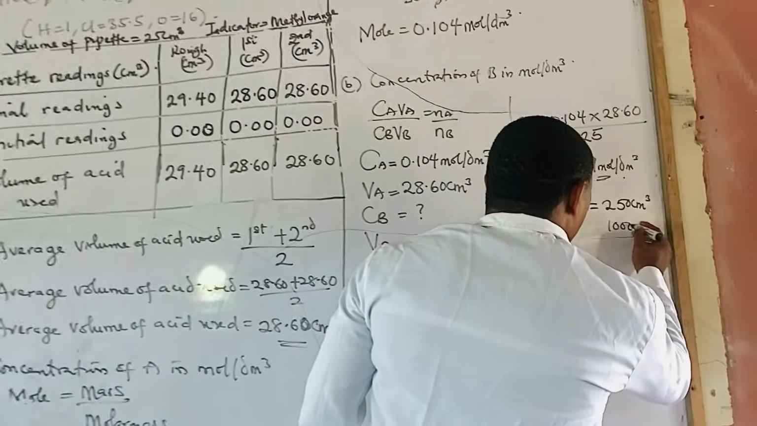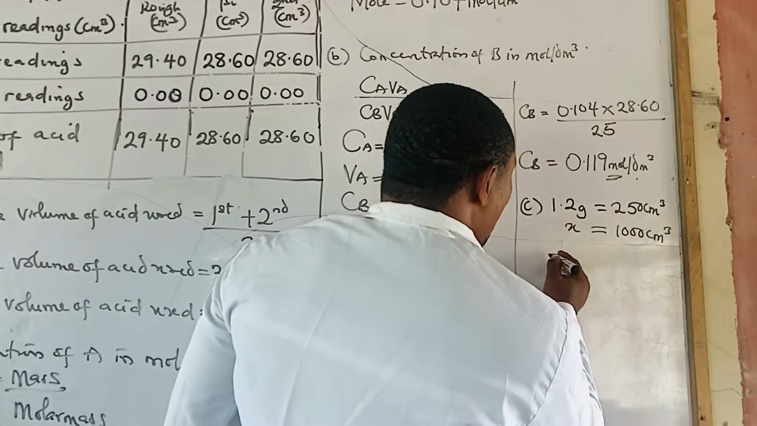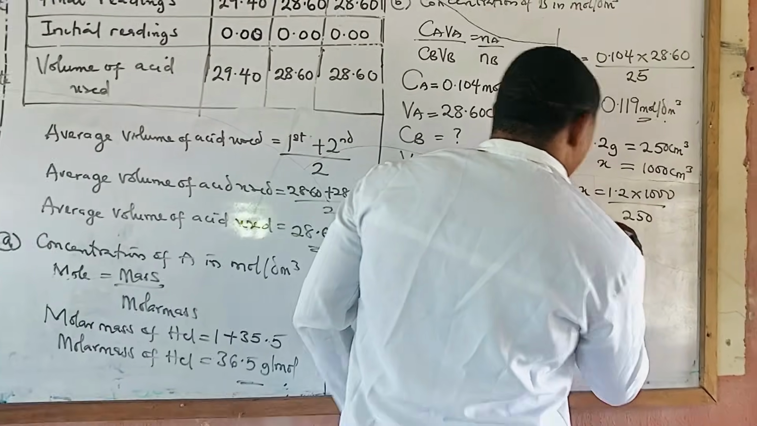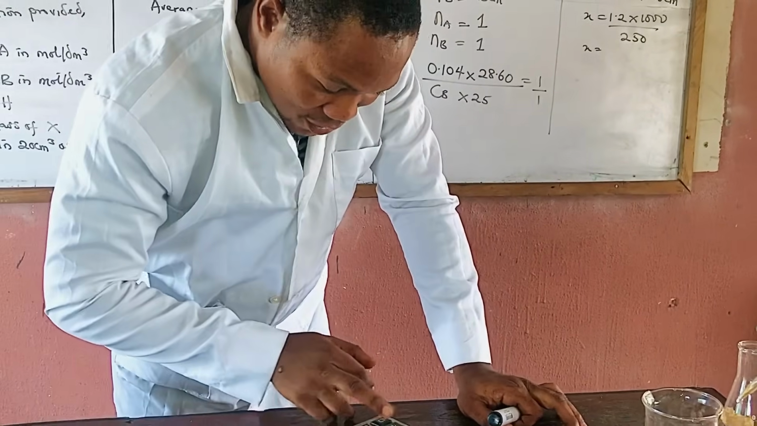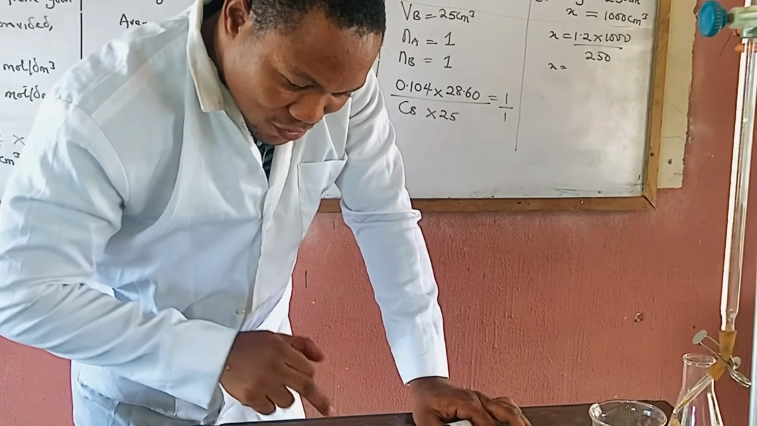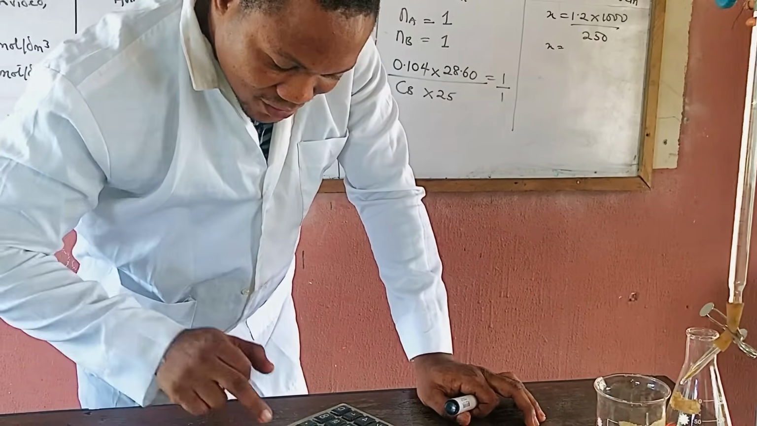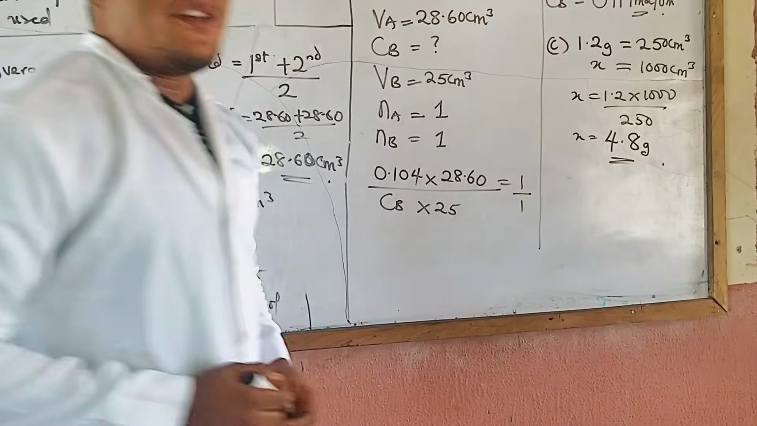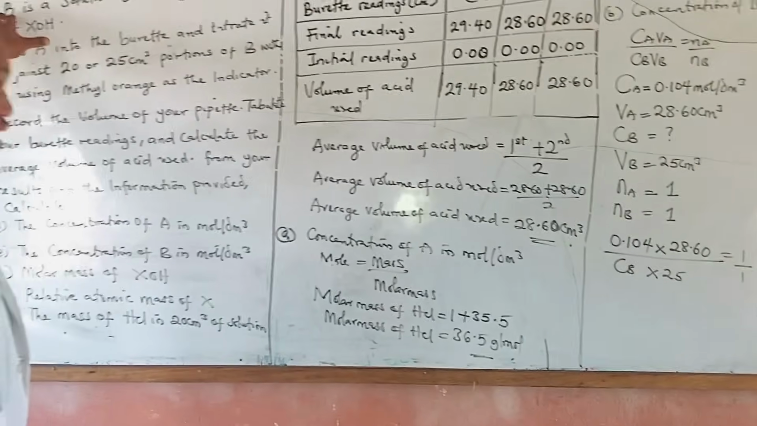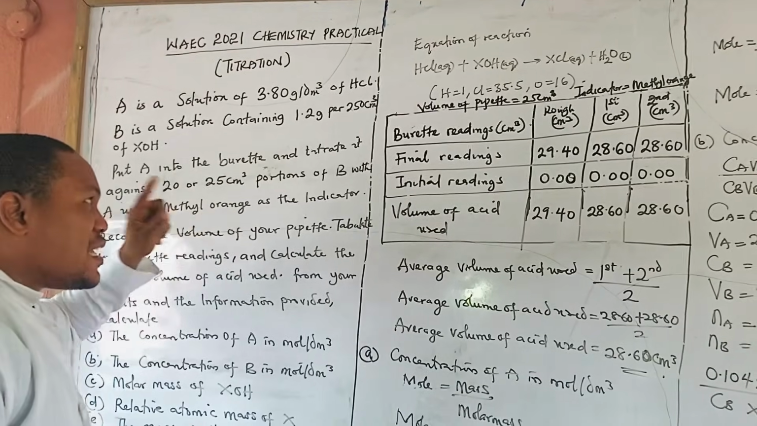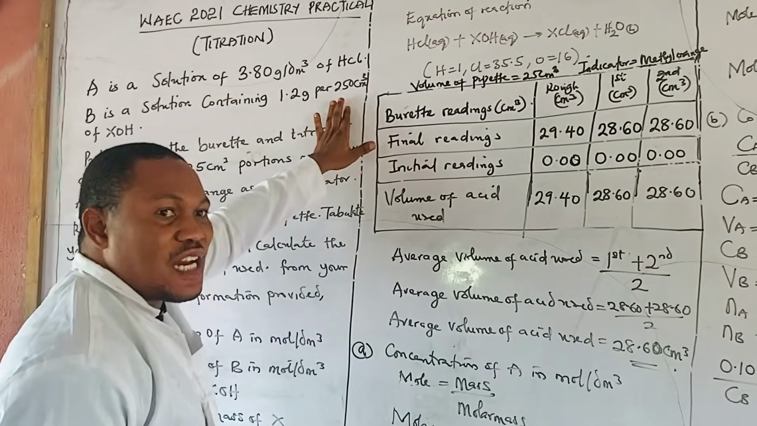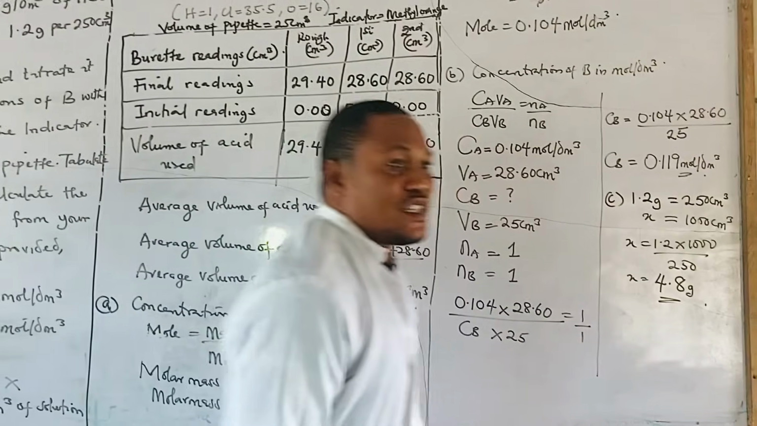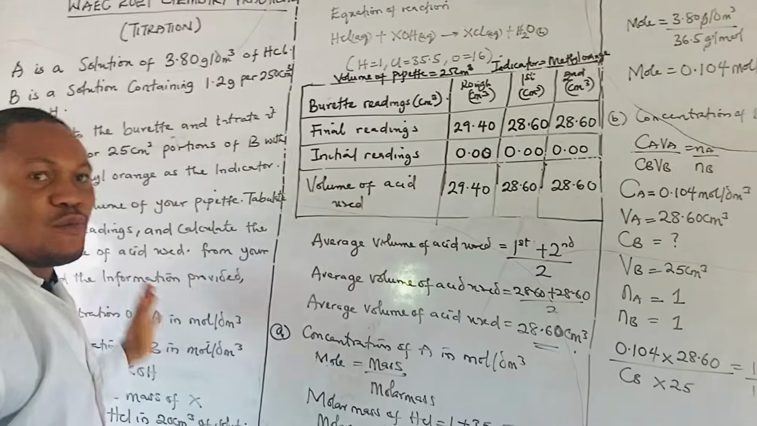So in 1000 centimeter cube, we are going to have x. So our x will be 1.2 times 1000 divided by 250. We're going to get the real mass now. So 1.2 times 1000 divided by 250, then we have 4.8 gram. Can you see that? So the 4.8 gram is the mass of B in gram. Now very important, please take note of this. If you don't have per 250, per 500, per any volume, we use the mass like that. The reason why I'm converting here is because it's in 250. But if the question comes as 4.8 gram, we use it like that. We don't need to convert that.